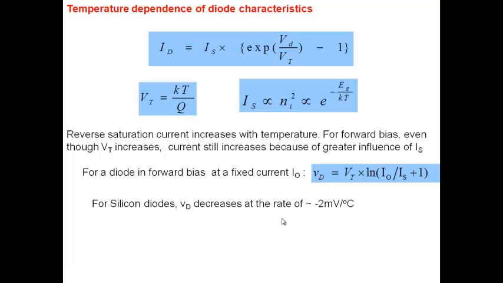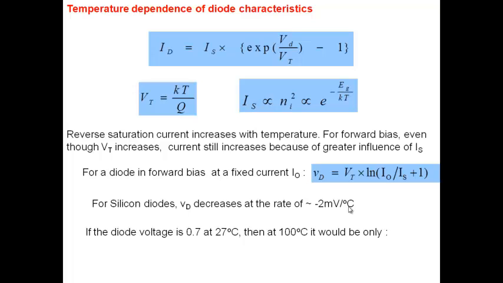Well, there's a rule of thumb here. So the rule of thumb is that for silicon diodes, Vd decreases at a rate of around minus 2 millivolt per degree Celsius. It can be minus 1.8. It can vary. Of course, it's a simple approximate number. So that's something to keep in mind here. What is this saying? If you bias your diode at a constant current and you change the temperature, the drop across the diode is going to decrease at this rate.